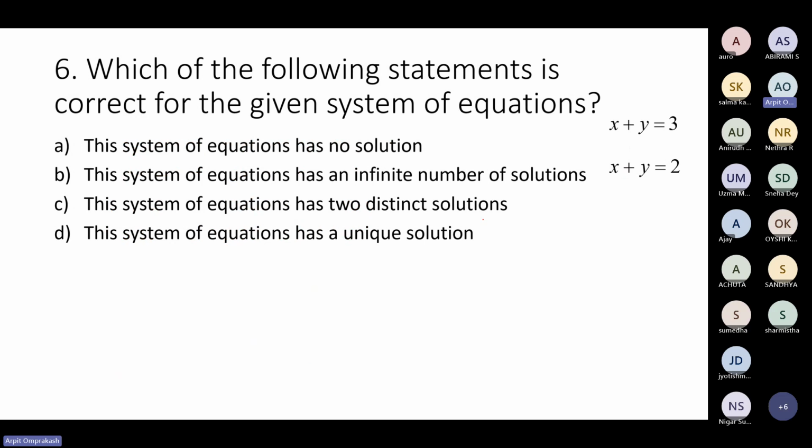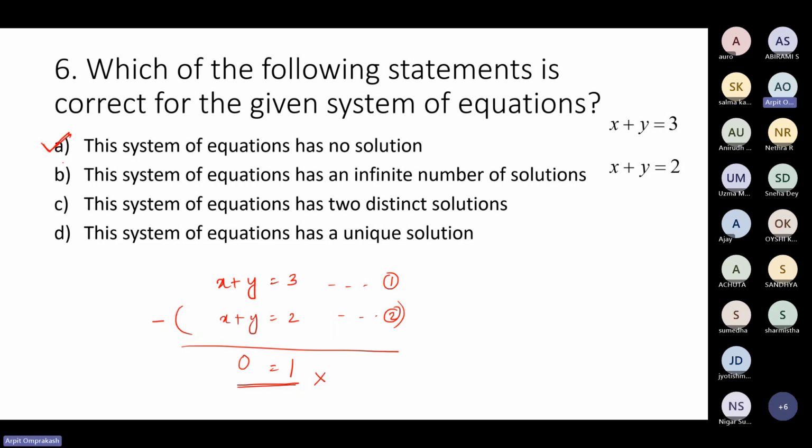Next, we have the question, which of the following statements is correct for the given system of equations? So we have the equations x plus y equal to 3 and x plus y equal to 2. So basically, it does not make any sense, right? If we take this as the first equation and this as the second equation, and we subtract the second equation from the first one, on the left hand side, we'll get x minus x, which is 0, y minus y, which is 0. And here we'll get 3 minus 2, which is 1. So basically, we are getting 0 equal to 1, which is not true. Therefore, these equations are not consistent with each other, because x plus y cannot be simultaneously 3 and 2. Therefore, this system of equations is not consistent and it has no solution. The correct answer here will be option A. The system of equations has no solution.